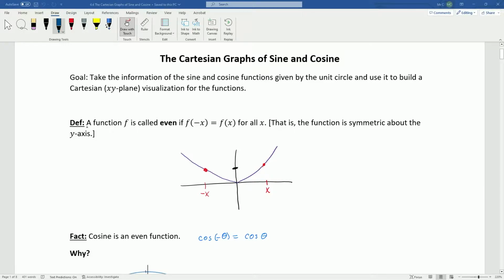So first, a definition: a function f is called even if f of negative x equals f of x for all x. That is, the function is symmetric about the y-axis. As a reminder, in a picture, what this means is that if I have an x value and the negative of that x value, I get the same y value for both points on the graph.